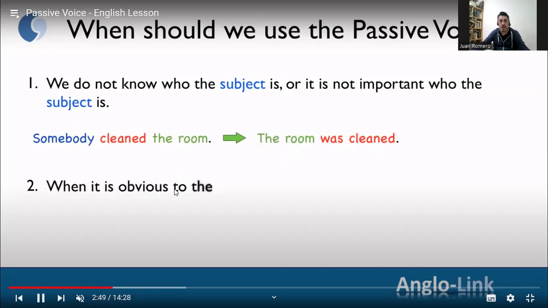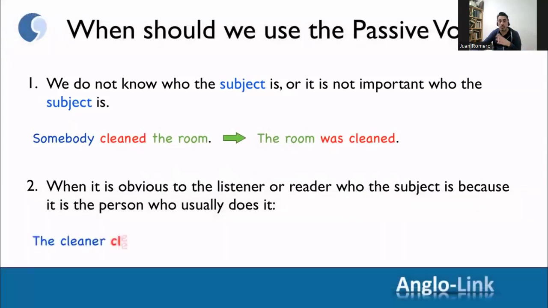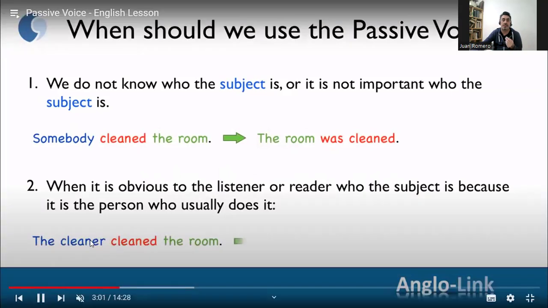It was cleaned. When it is obvious to the listener or reader who the subject is, because it is the person who usually does it, you don't need to mention who did it. The cleaner cleaned the room. I mean, the cleaner is the person who did it, like the housekeeping person. Don't worry. The action was done by the cleaner, or the room was cleaned by the cleaner.